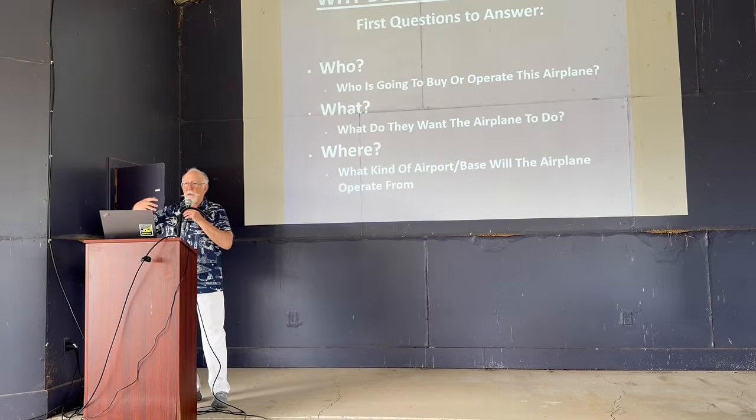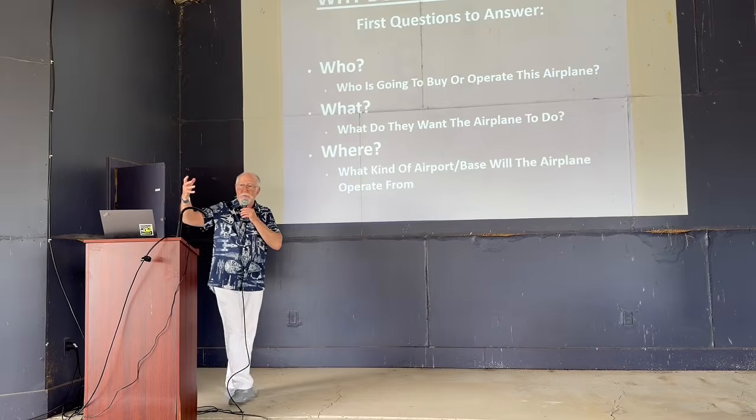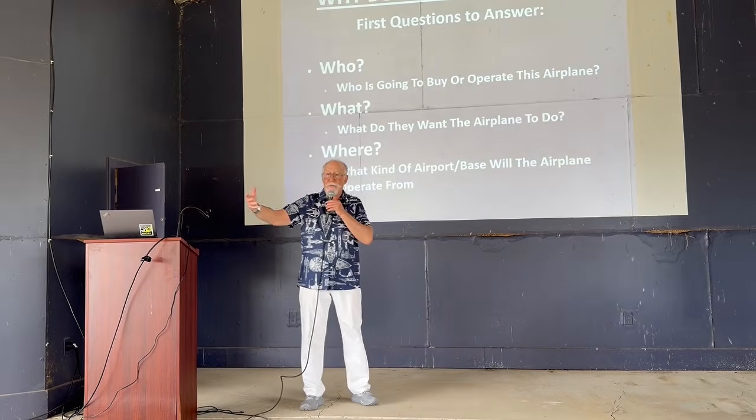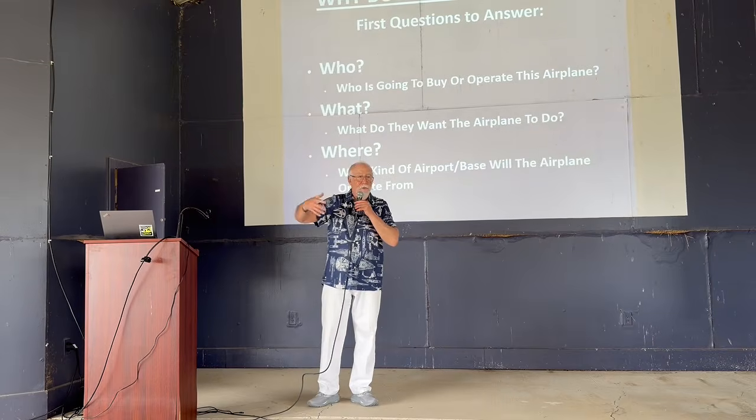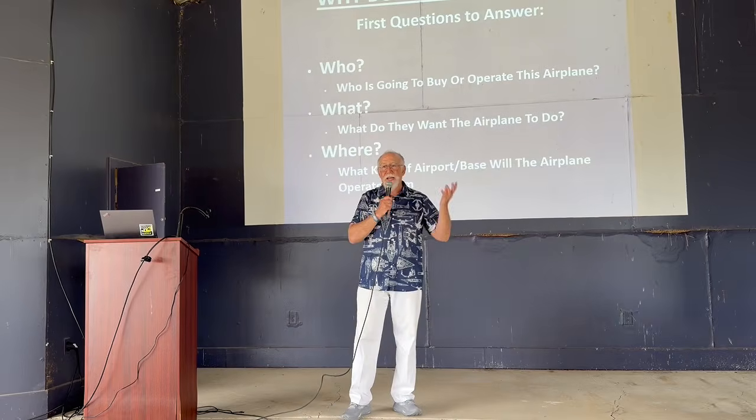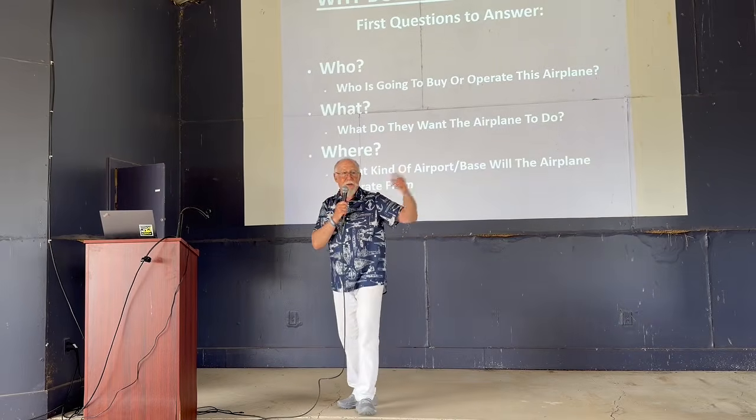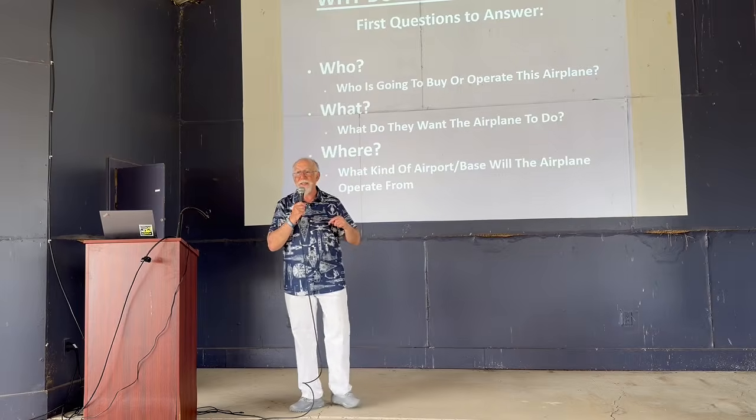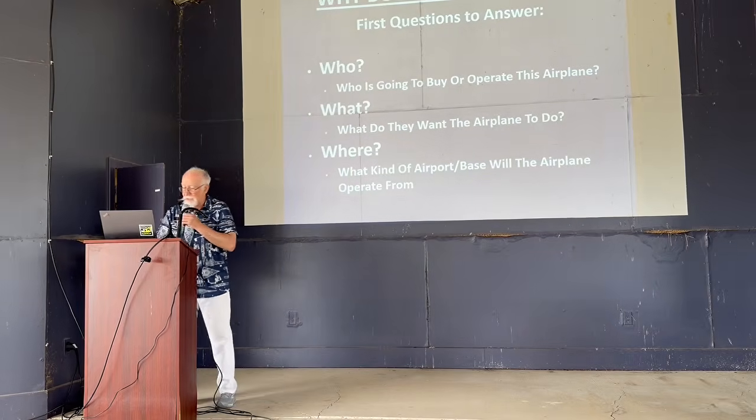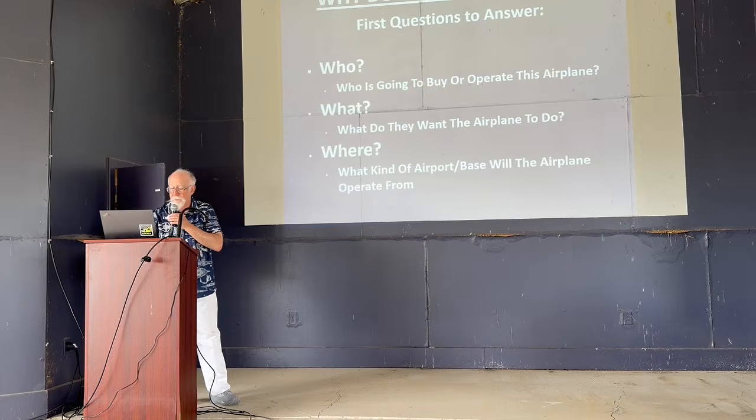Also, very important, where do I have to operate out of? How much runway do I have? What kind of density altitude? What kind of fuel is available? An airplane to operate out of 1,000 feet of unimproved strip in the bush country is a very different airplane than one that can take off out of O'Hare and LA International. So those are the kinds of decisions you're making.